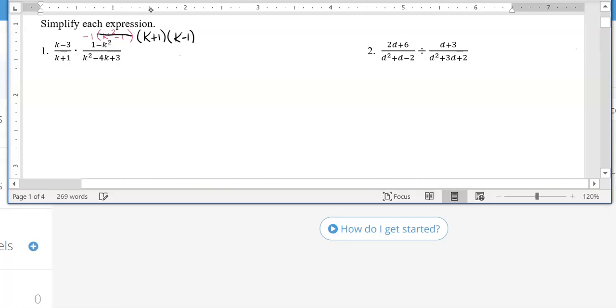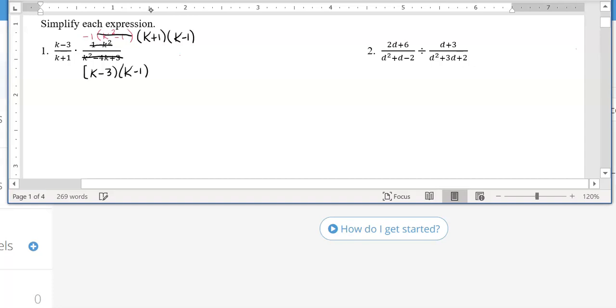All right, so I'm just going to mark this one out since it's been factored more. Still got the -1, so my numerator really becomes -1 times k plus 1 times k minus 1 in factored form. And the denominator in factored form will be k minus 3 times k minus 1. So the idea now is to look at matching factors either diagonally between the two fractions or vertically within a fraction, and matching factors will cancel.